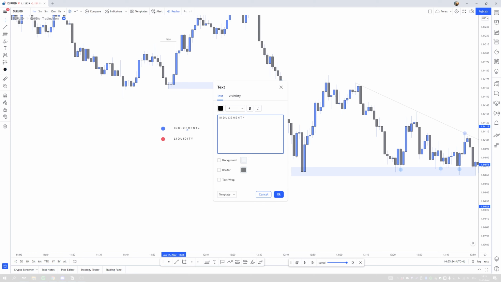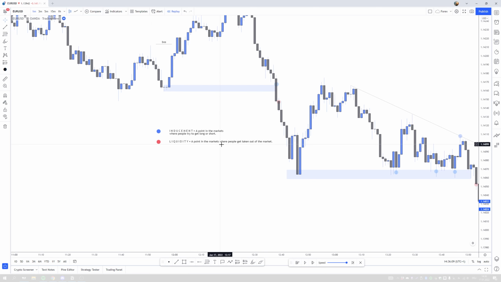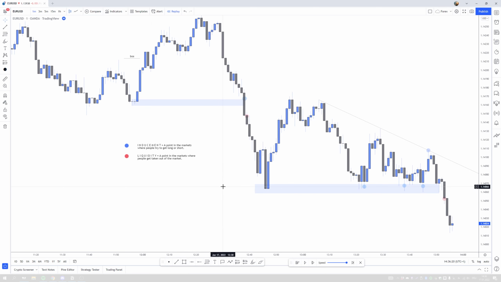As we have learned today, inducement equals a point in the markets where people try to get long or short. That's pretty much inducement. Now liquidity means a point in the markets where people get taken out of the market. It's pretty simple. You don't need to overcomplicate this stuff. It can be complicated sometimes because it almost happens at the same time, but always remember, liquidity takes people out of the market. Inducement is an area where people like to get involved into the markets.